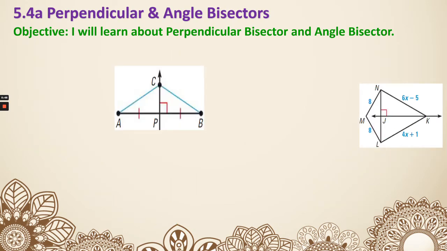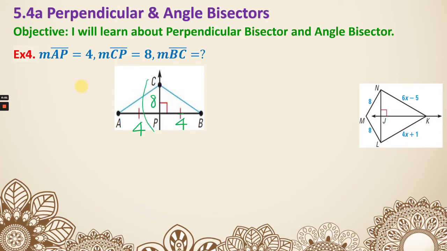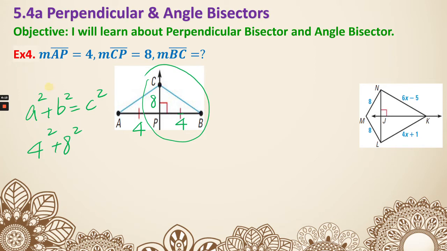Next, example 4. We know AP is 4. Since that is a perpendicular bisector, that basically means PB is also 4. We know CP is 8. If you just look at the right side, that is a right triangle. So we have the Pythagorean theorem, a squared plus b squared equals c squared. We can call a our 4 squared, our b as our 8 squared, which equals the measurement of BC squared. So 80 equals that. Now we just need to square root both sides.